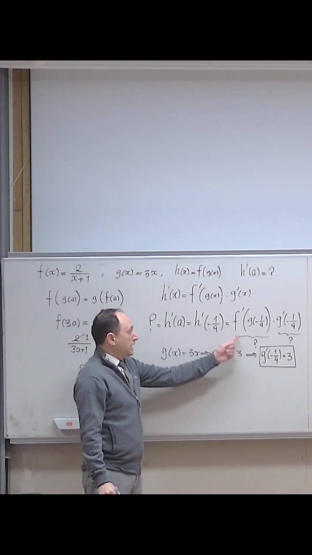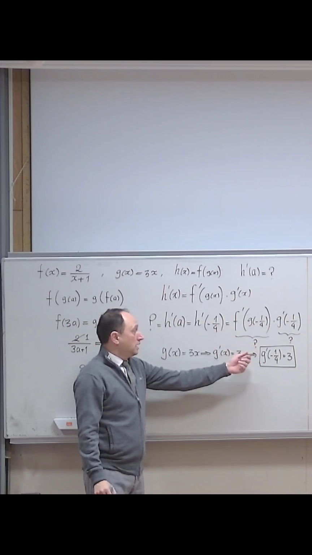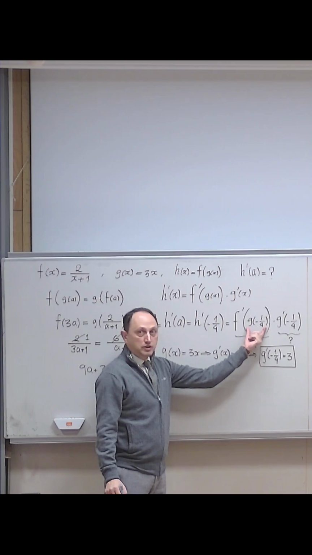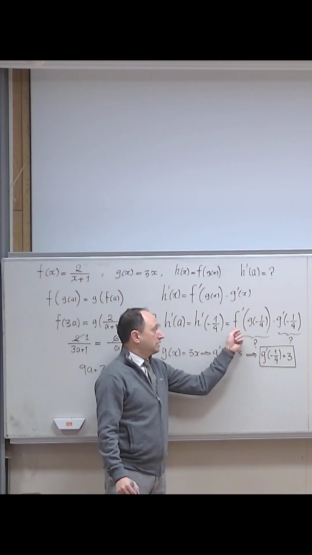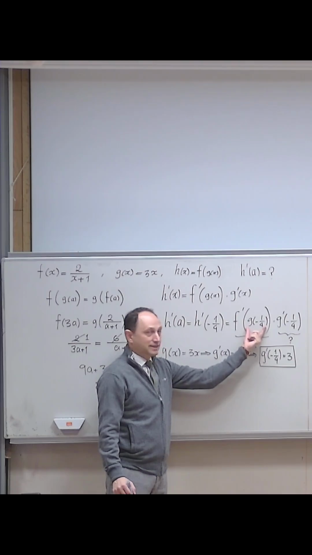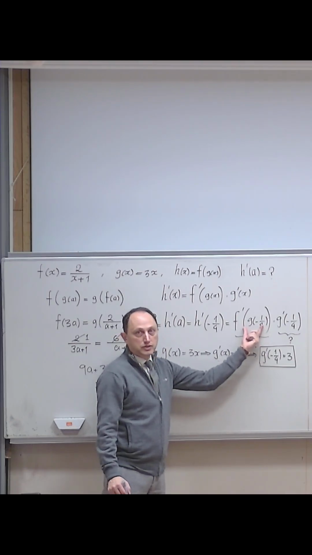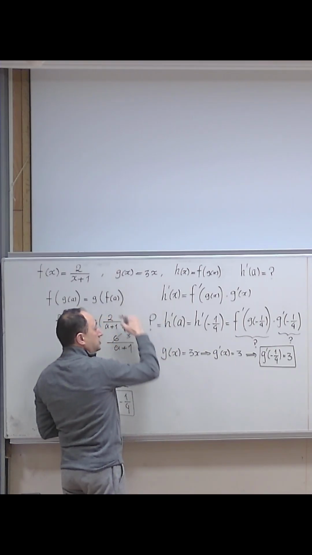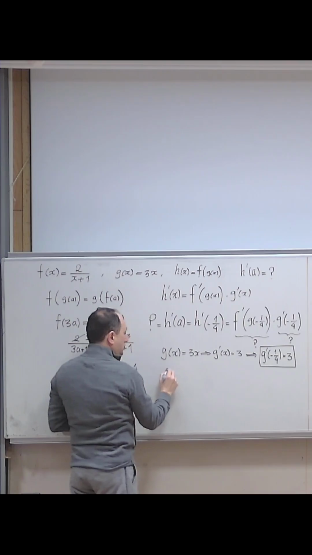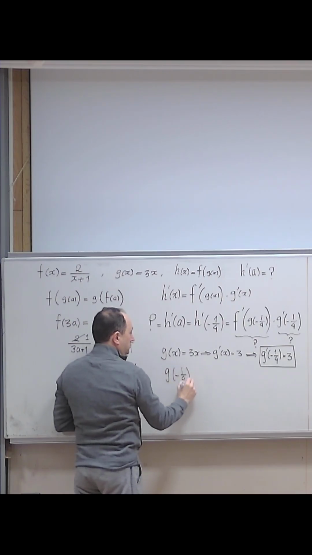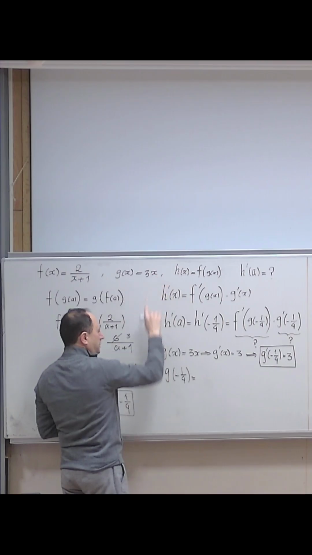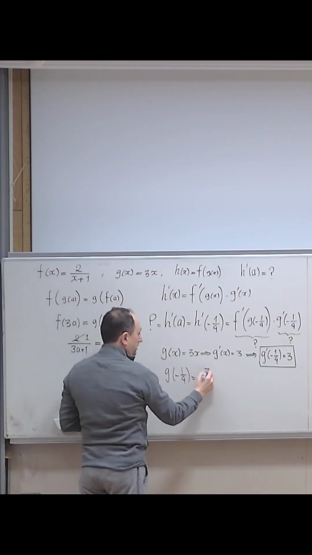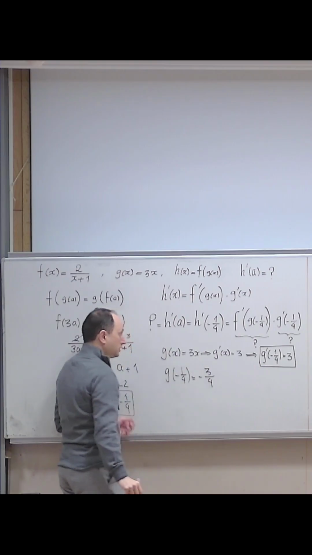But in order to answer the second question mark, I have to calculate this number first, because I am supposed to calculate the derivative of f at that number. So I need to know what this number is. I need to refer to my function g. So g of minus 1 over 4, very simple. G multiplies the input by 3, so it becomes minus 3/4.